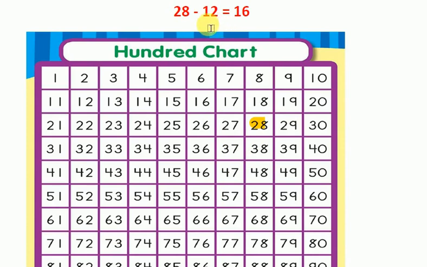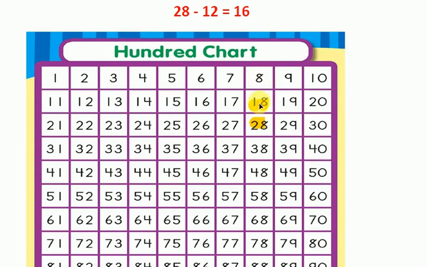Now which is the smaller number? 12. So how many tens does 12 have? It has 1 ten only. You have to count backward by 1 ten. So 28, 1 ten backward, 18. You have to move upwards.